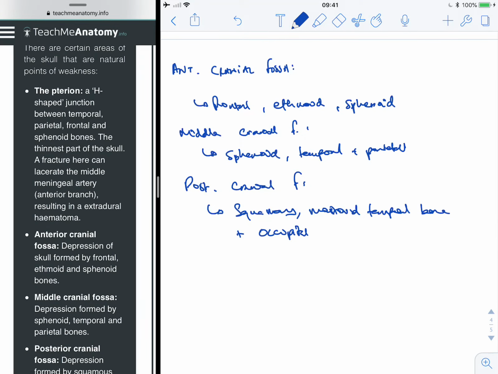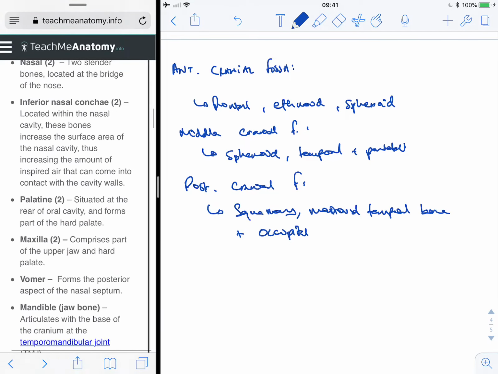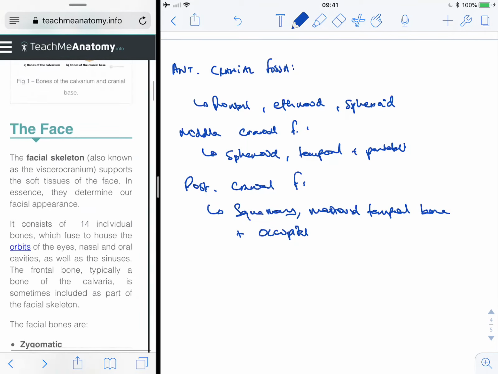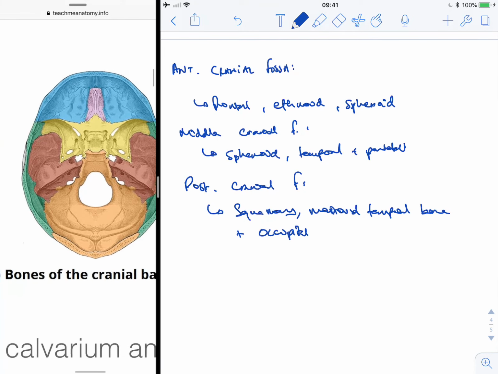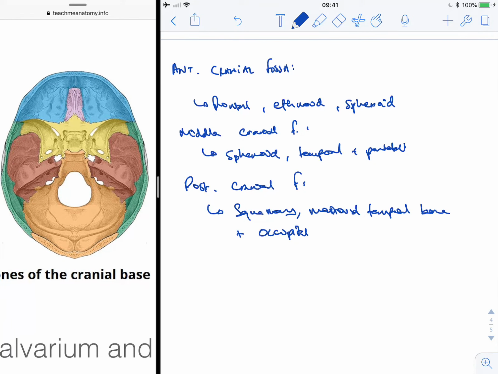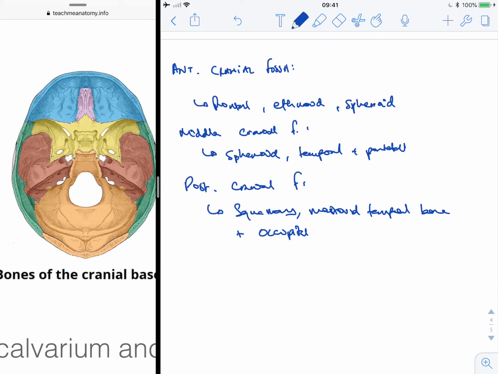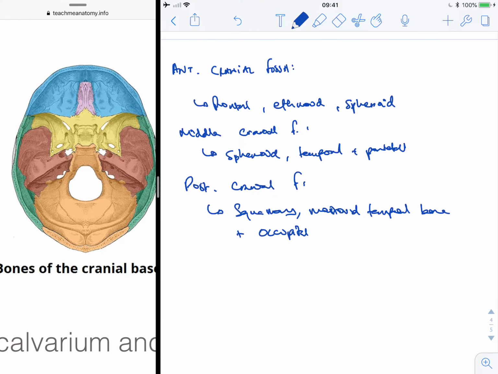The fossas, as it clearly makes sense, are not surface anatomy fossas. They are internal anatomical structures. So at the top of this picture, you have the first fossa, and on the sides here you have your middle fossas.